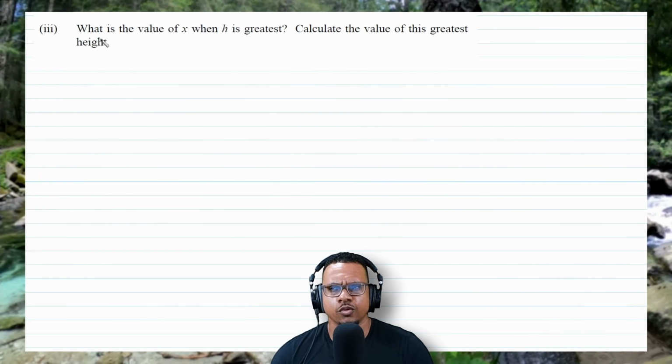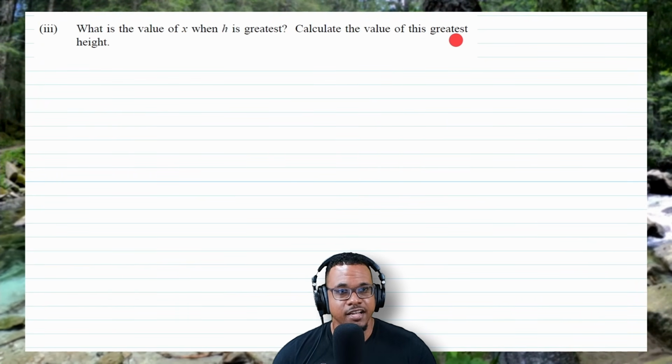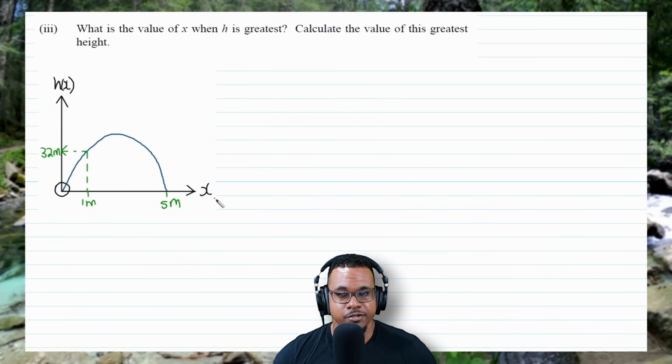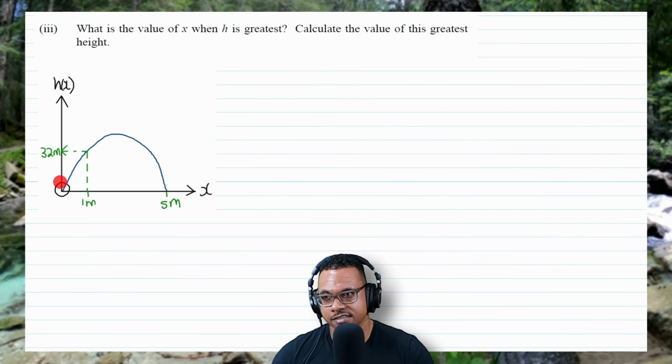So for part 3, you want to know what is the value of x when h is the greatest, and h is your vertical height. So we want to calculate the value of the greatest height. So I'm just bringing back my diagram to represent what is going on. And what we have here is a maximum curve, right? H is the height, h of x, the height.